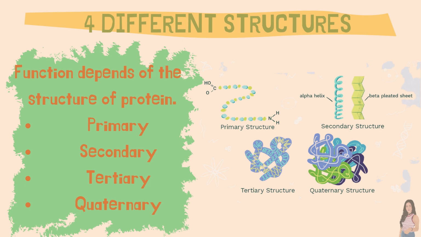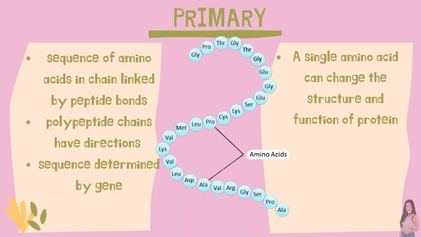A protein's function depends on its structure, and we have four different structures. In the primary structure, the sequence of amino acids in the chain is linked by peptide bonds, as explained earlier by condensation reactions. The polypeptide chains have directions to follow, and these directions are given by genes, which are made of DNA, and they also determine the order and the number of amino acids.